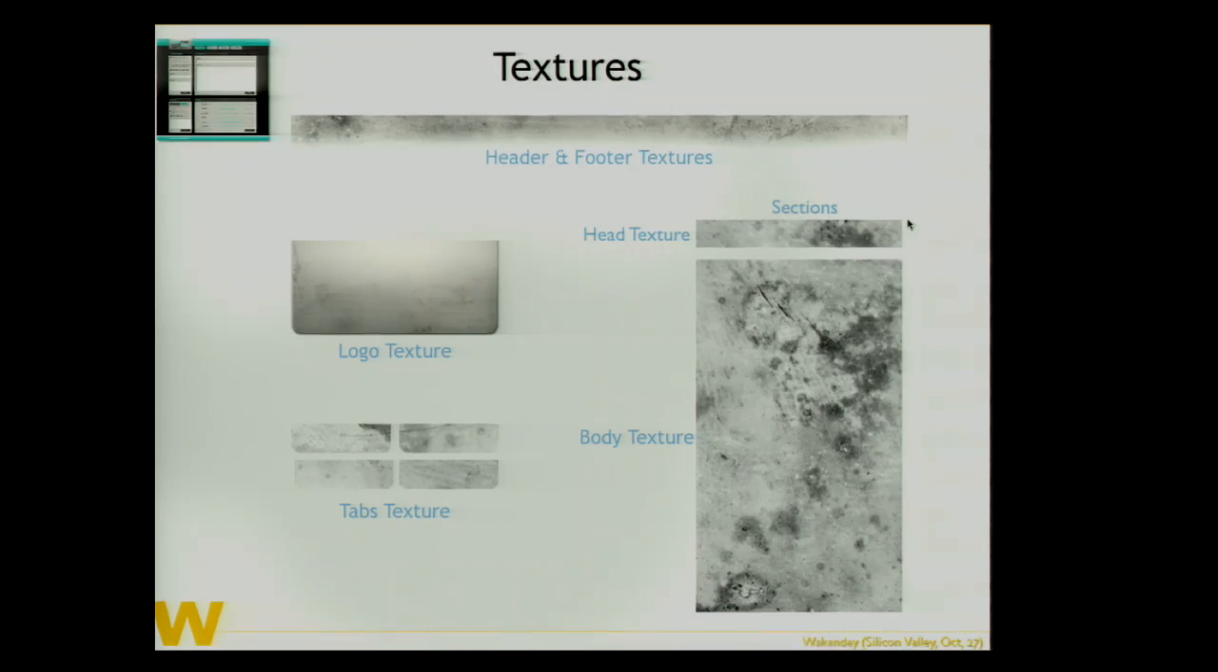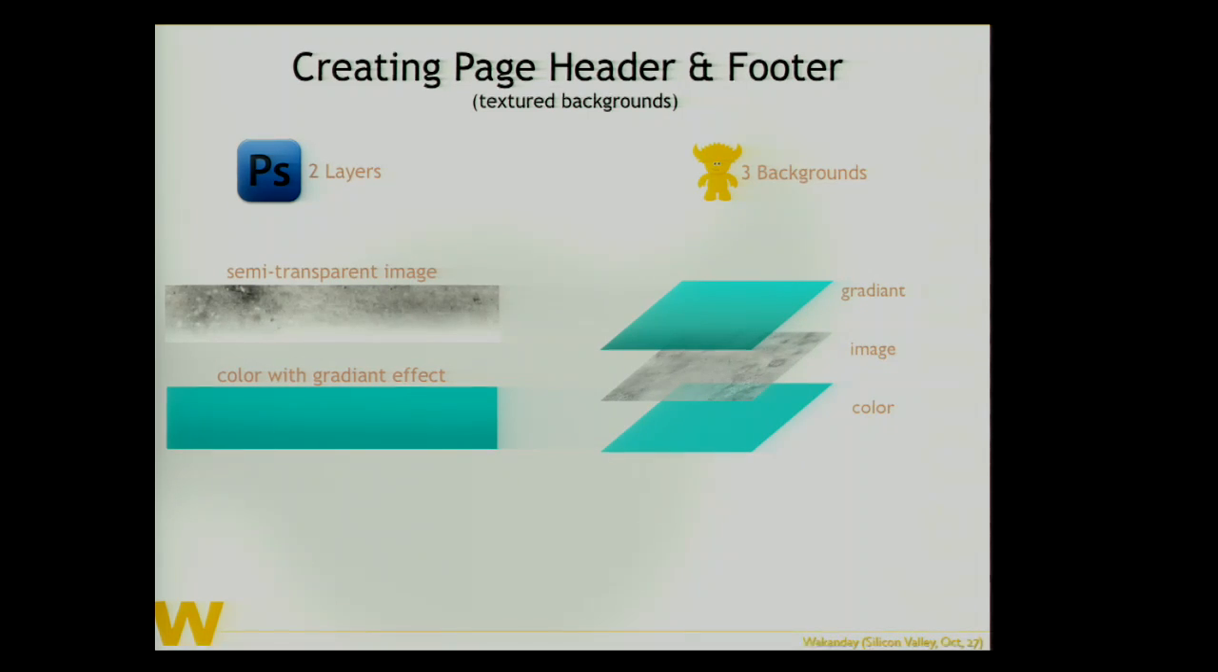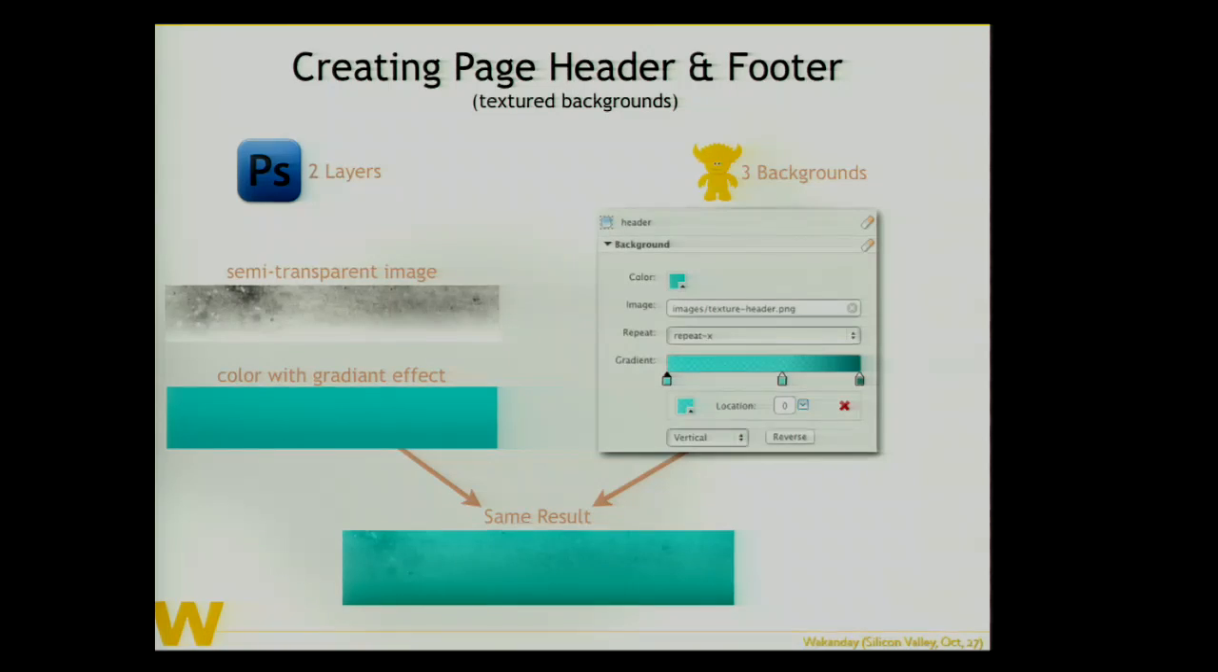So now we're going to create the header and footer. The page header in Photoshop is composed of 2 layers. It has its semi-transparent texture image and then a color with a gradient effect. In Wakanda, we take advantage of the multiple gradient support of CSS3 to create the header. So we took a container widget and we added a turquoise background color, included a texture in the background, and defined a vertical gradient with an opacity of 70%. And all that was done in our GUI designer. And we got the exact same effect.